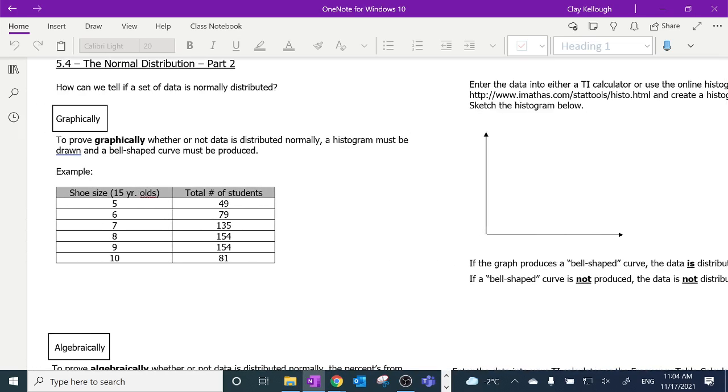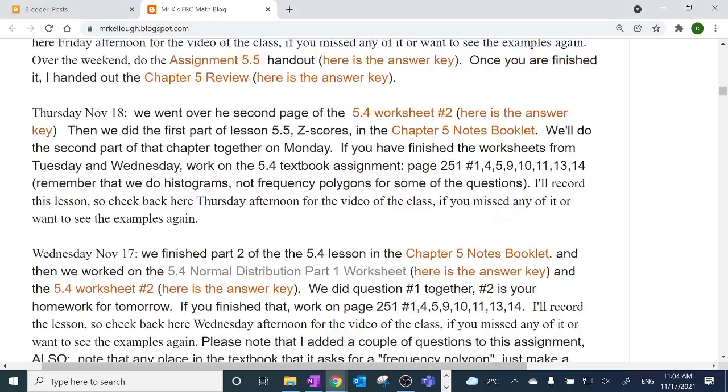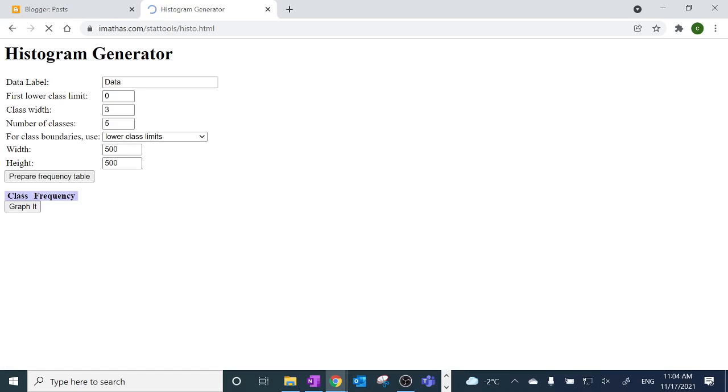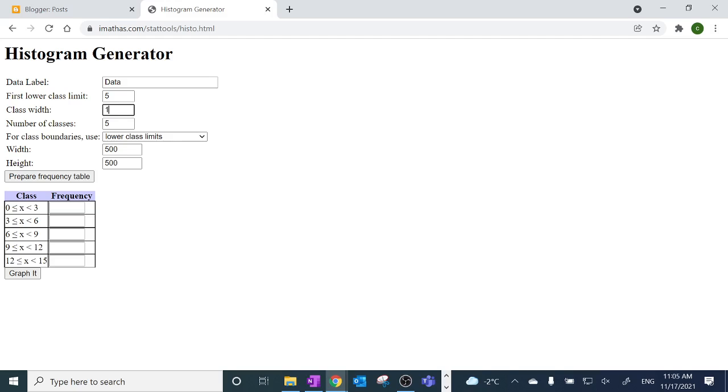Go to my blog if you need a refresher on where to find that. Remember at the top, I have a list of all of the things we've been using, and this is the one we want: the histogram generator. We're going to put in the numbers. So how many classes do we have? The lower limit looks like it's 5, so we're going to put a 5 in here. The class width is 1 because we're just counting by ones for this data. The number of classes: 5, 6, 7, 8, 9, 10. That's six classes.